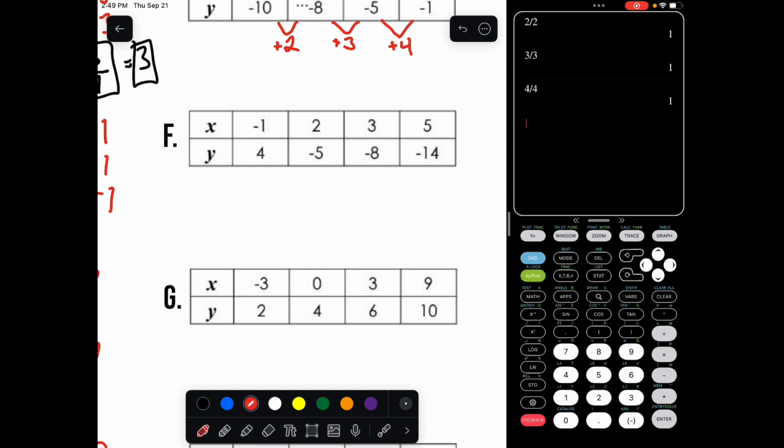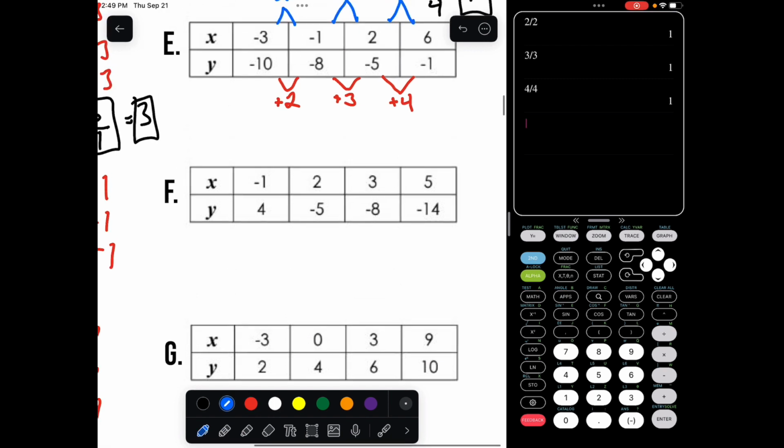Okay, let's look at letter F. If I'm going from negative 1 to positive 2, that is adding 3. If I'm going from 2 to 3, that is adding 1. If I'm going from 3 to 5, that is adding 2. For my y values, if I go from 4 to negative 5, that's going down 9. If I'm going from negative 5 to negative 8, that's going down 3. And from negative 8 to negative 14, that's going down 6. So again, I have all different numbers here.